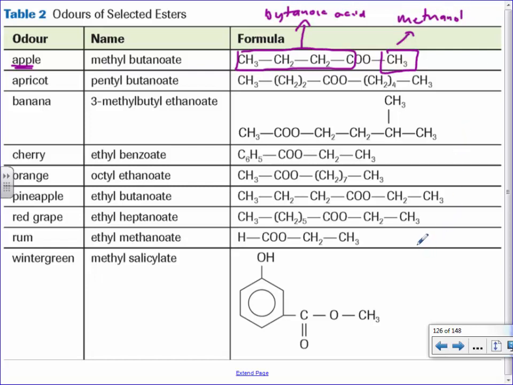Okay. Let me try another one here. This guy right here needs a 2 in a row group. So the 2 in a row group means you better use ethanoic acid. And then this right here is 7 plus 1. So they've shortened it up, but that's 8 in a row. So 8 in a row means you better use octanol.